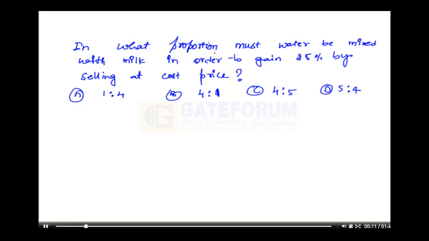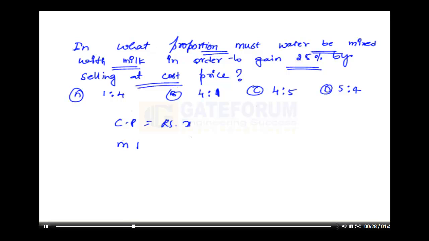So we have to find in what percent must the water be mixed in a certain amount of milk in order to gain 25% if we are selling at the cost price. So cost price and selling price are the same in this problem. So let the cost price be some rupees X.